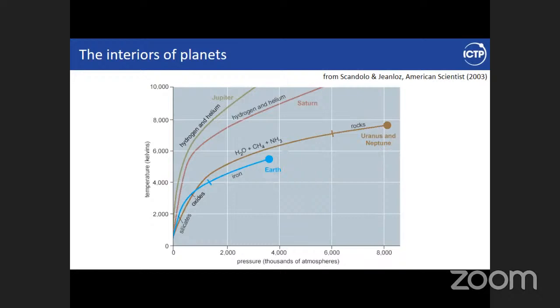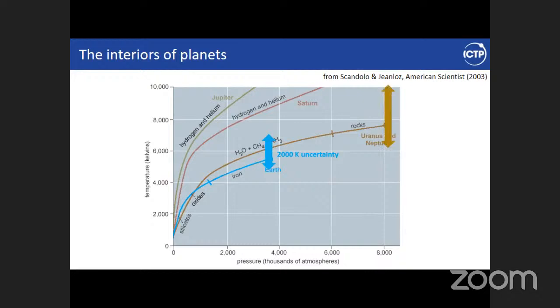What we know very little about, instead, is the temperature inside the Earth. There's no way we can directly measure the temperature in the core. The current uncertainty is up to 2000 Kelvin. So it could be 5000, it could be 6000, it could be 7000. We actually do not know with precision what the temperature is inside the planet.